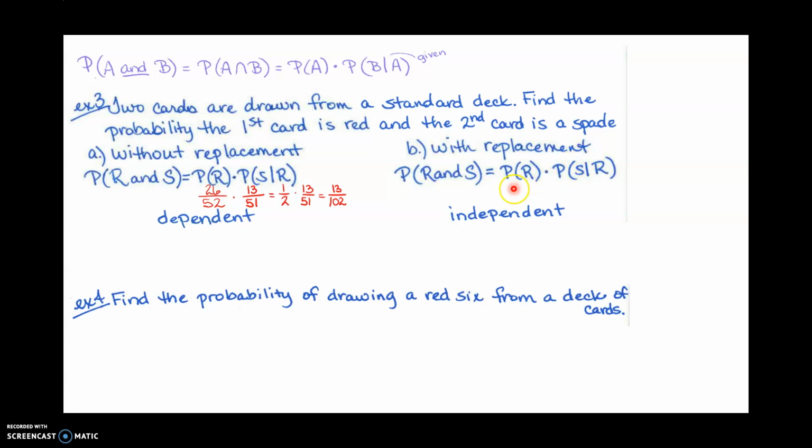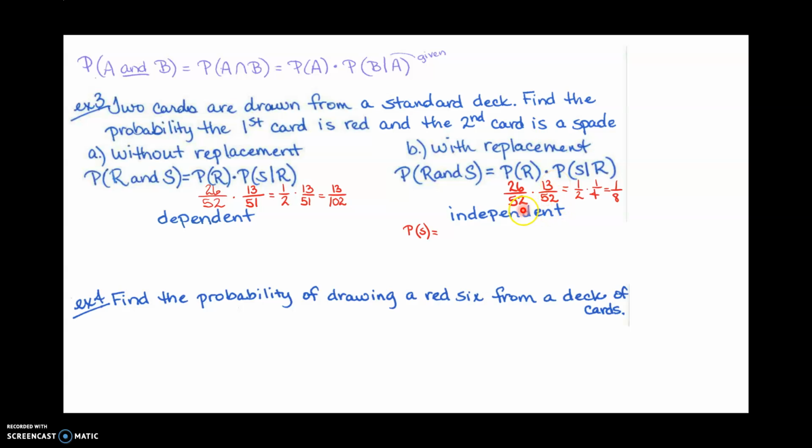So our formula is the same, the probability of red times the probability of a spade, given my first card was a red. Okay, so the probability of red is still going to be 26 out of 52, or 1/2. But over here, because it's with replacement, that means I took that card that I just pulled out and I put it back in the deck before I draw the second card. So when we're saying what's the probability of a spade, given the fact the first card was red, it's completely irrelevant what the first card was because I already put it back in the deck. So I have all 52 cards to choose from, and 13 of them are going to be a spade.